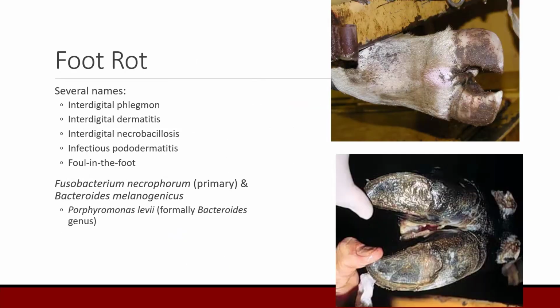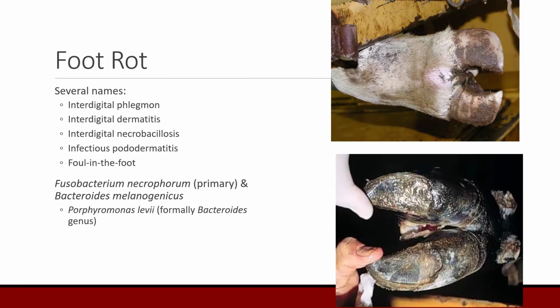Okay, moving on. Foot rot. So a lot of different names for foot rot. Foot rot's a common name. Interdigital phlegmon, interdigital dermatitis, interdigital necrobacillosis, infectious pododermatitis, and then foul in the foot.